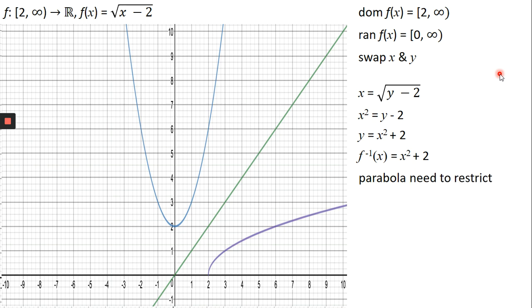So we have to do a restriction. We need to restrict the domain of the function, the f of x function, the original function. And if you look at it, it's what you have to do anyway, isn't it? You can visually look at it.